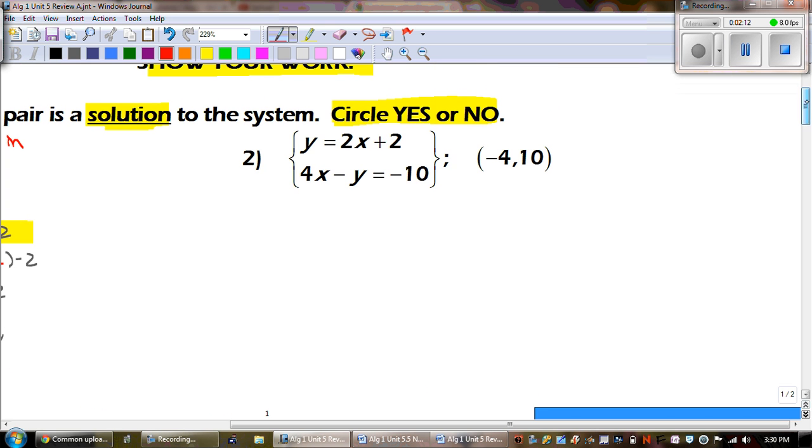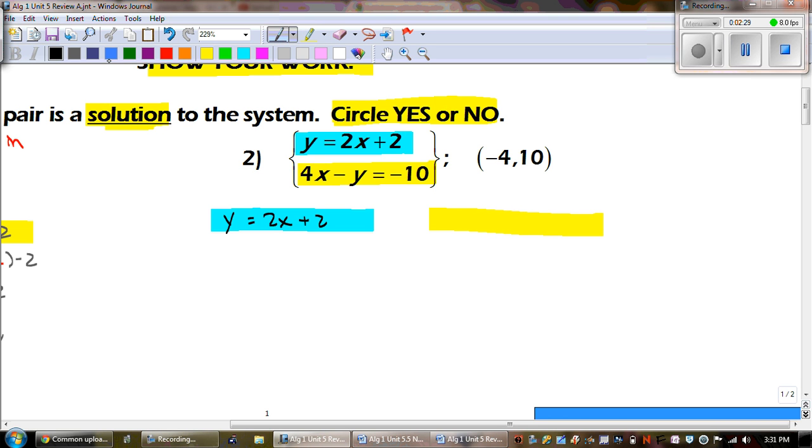Okay, now we're going to do the same thing for number 2. We're going to plug it in. All right, so we have y equals 2x plus 2. And then our second equation, 4x minus y equals negative 10. Why don't you guys pause the video and see if you can do this one all on your own. Good luck.